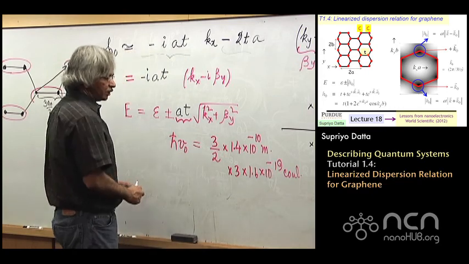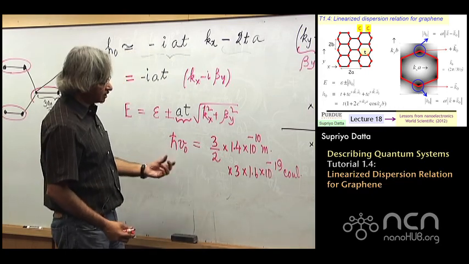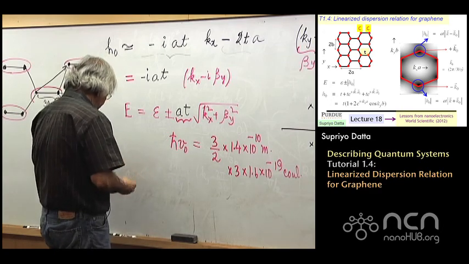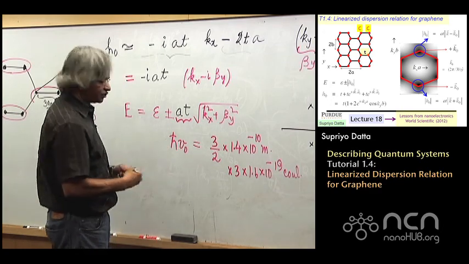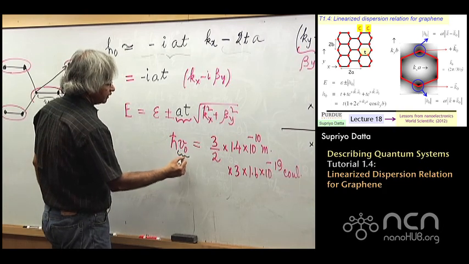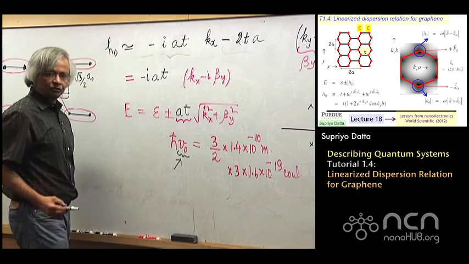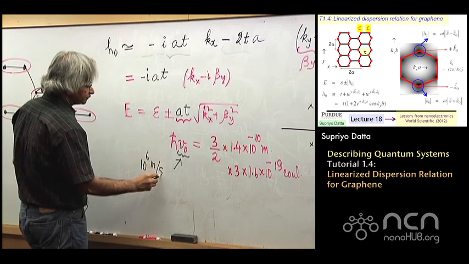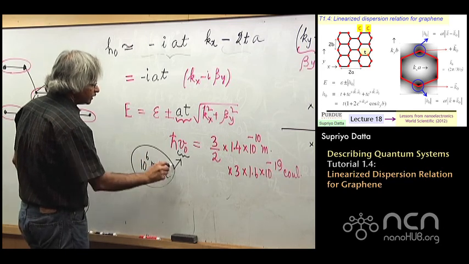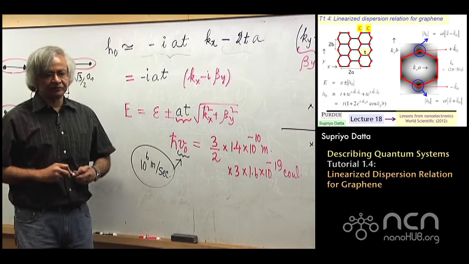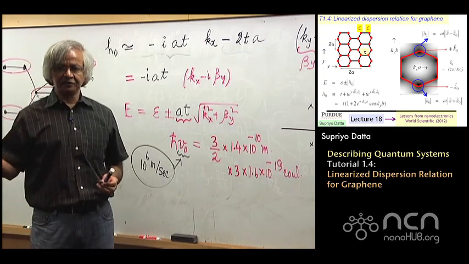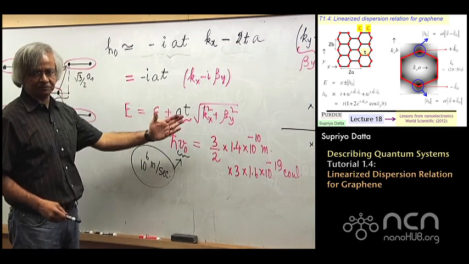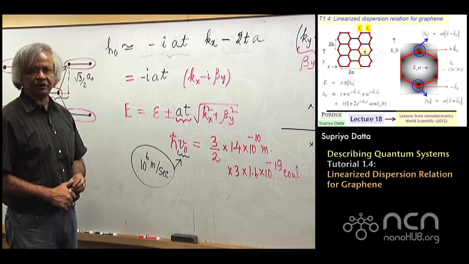And if you work all this out, h bar is a fundamental constant. You have these parameters, you can find what V0 is, and I think what you'll find, and that's in the solutions, you can look at it, is that it comes to about 10 to the 6th meters per second, which is about 1/300 of the velocity of light in vacuum. Velocity of light in vacuum is 3 × 10⁸ meters per second. So this is about a factor of 300 lower.